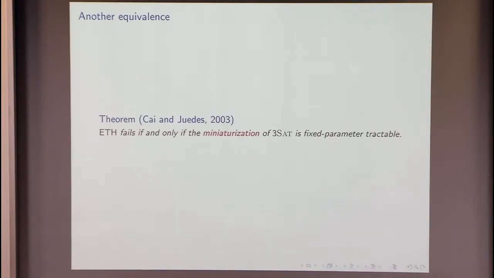Another important equivalence is due to Cai and Juedes. They show that ETH fails, or 3-SAT has a sub-exponential time algorithm, if and only if the miniaturization of 3-SAT, a parameterized problem I will introduce in a few minutes, is fixed parameter tractable. But you will see this is a rather artificial problem. But again, I want to say that there is in fact an equivalence between exponential complexity and parameterized complexity.